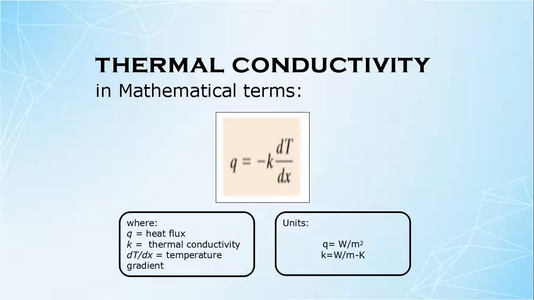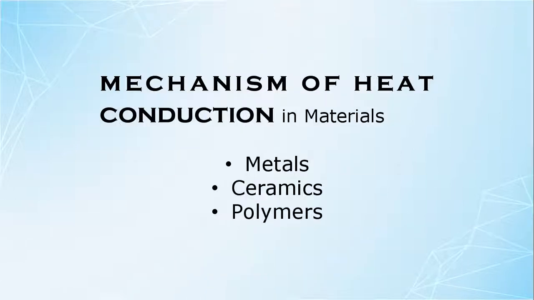K is the thermal conductivity, and dT over dx is the temperature gradient through the conducting medium. The negative sign beside K indicates that heat flows in the direction of decreasing temperature. Let us proceed to the mechanism of heat conduction in the three materials, which are the metals, ceramics, and polymers.